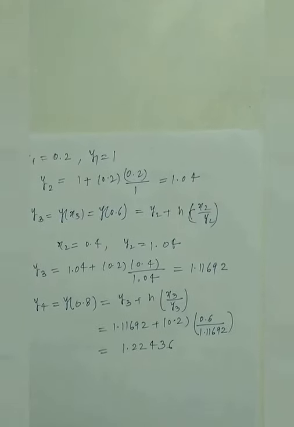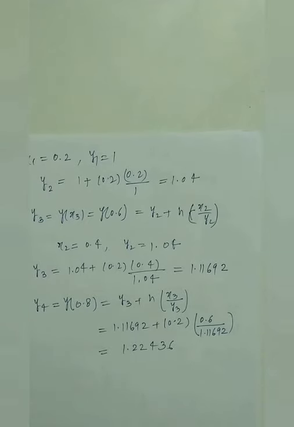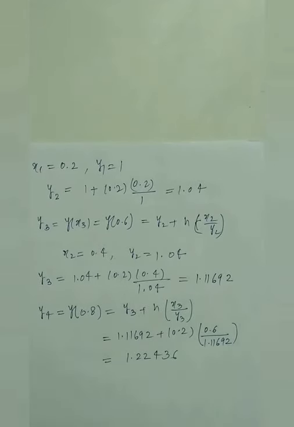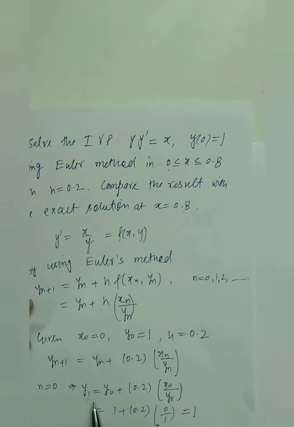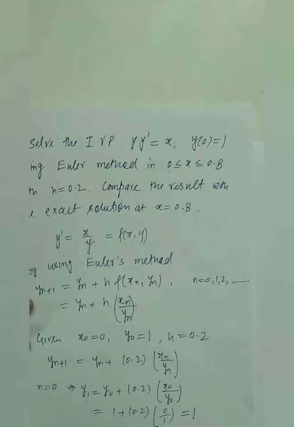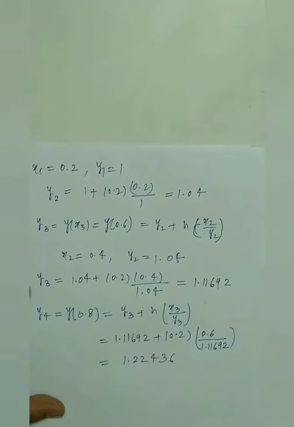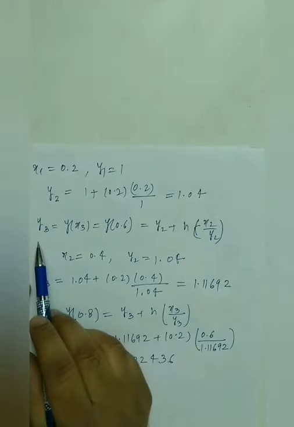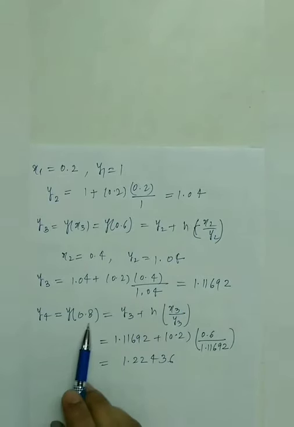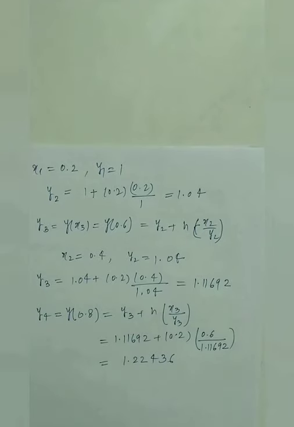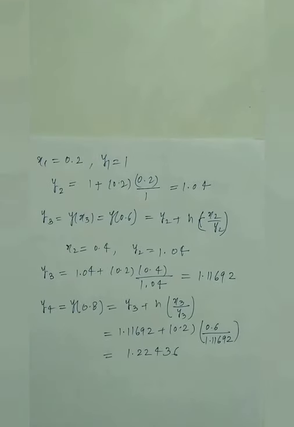After calculating, the value of y at 0.8 is 1.22436. So these are the values of y at 0.2, 0.4, 0.6 and 0.8. The value of y1, that is y at 0.2, is 1. The value of y at 0.4 is 1.04, the value of y at 0.6 is 1.11692, and the value of y at 0.8 is 1.22436. These values we solved by Euler's method.